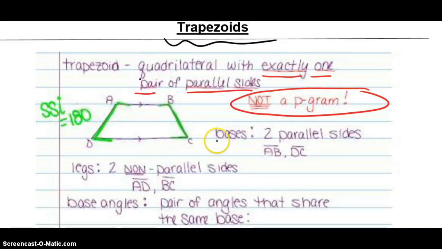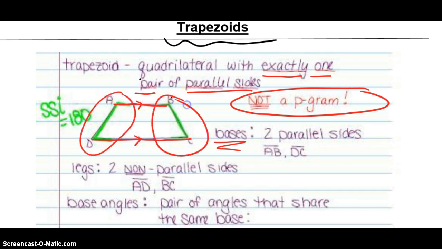First, it's the bases. What are the bases? Those are going to be the two parallel sides. So for the case of this figure right here, AB and DC are those two parallel sides. But that's it. You only have one. As you can clearly see, AD here and BC here are not going to be parallel with each other. These two, AD and BC, are actually known as the legs, and they are the non-parallel sides.